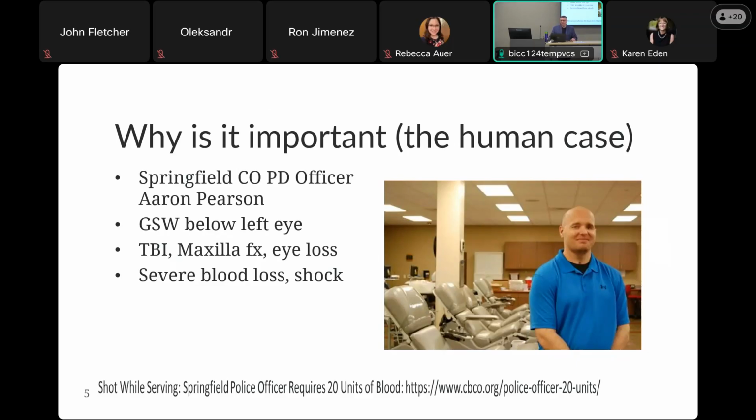He required more than 20 units of blood transfusion. This is not the highest I have ever seen or heard about. In my research, there are 40 and more units being transfused for one patient in the operating room, in the trauma bay. What this story signifies is, first of all, we have to be able to recognize shock quickly, and we have to be able to have enough blood on hand in the facility to save people like Officer Aaron Pearson.